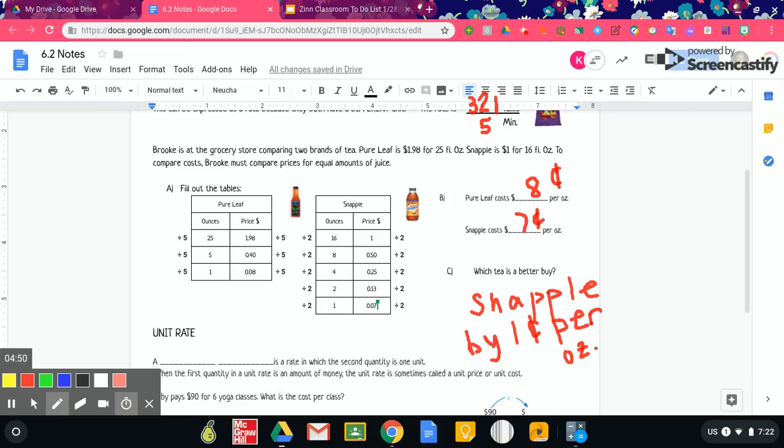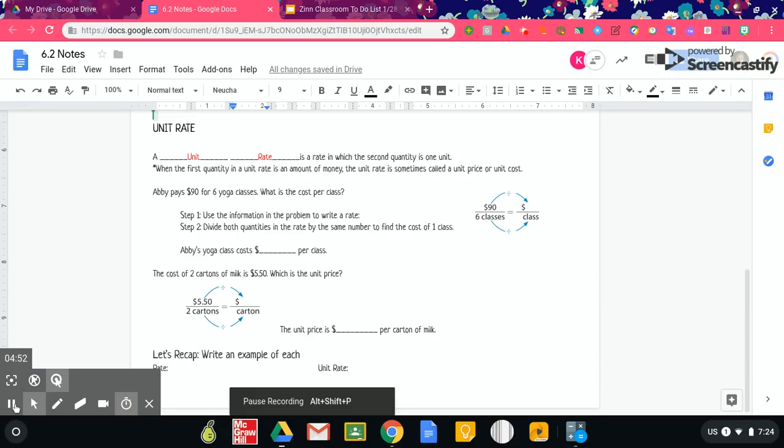Copy that down. I'm going to erase it and go to the bottom. The bottom completely goes over unit rate. So unit rate is a rate in which the second quantity is 1 unit. It's still a rate in the fact that the labels have to be different, except it's over 1. If you ever go to the grocery store with your parents, you might realize that underneath all of the items, it says the unit price, and that's literally a unit rate.